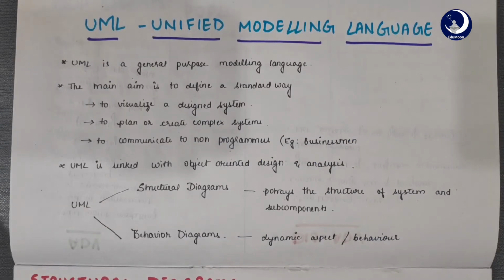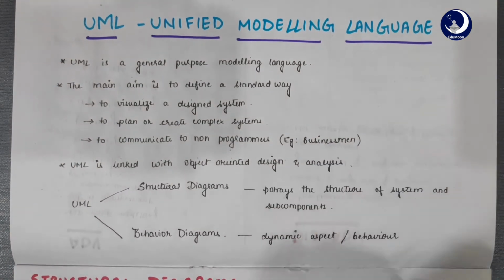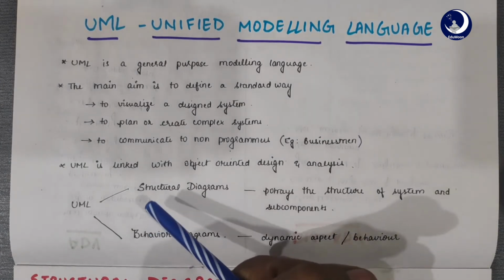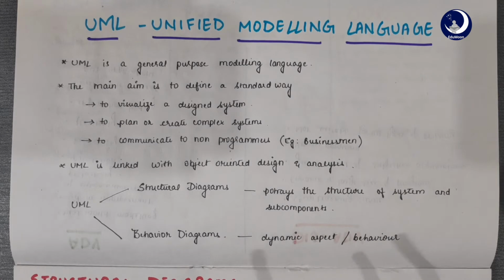UML stands for Unified Modeling Language. UML is a general purpose modeling language. This UML is used to model a system to visualize it. The main aim of UML is to define a standard way by which we can visualize a design system, we can also plan or create complex systems, and we can communicate to non-programmers, that is businessmen or many others who don't know any programming languages. So UML is linked with object-oriented design and analysis.